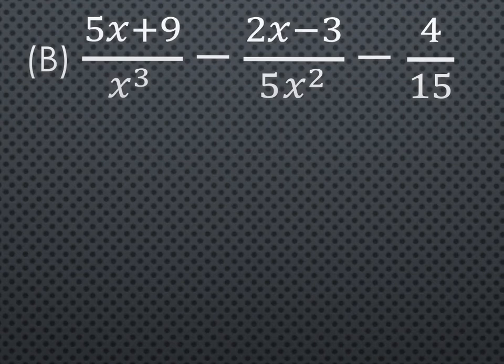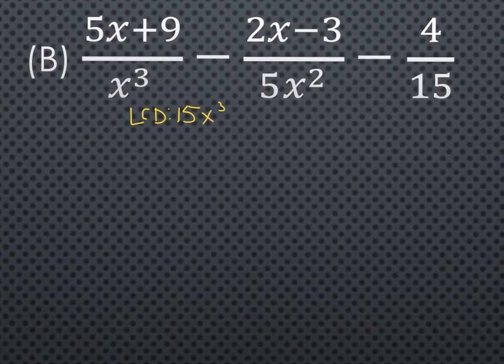Okay, so notice in B, we don't have to do any factoring. All we have to do is find the lowest common denominator. And the lowest common denominator between all three terms, notice 5 and 15, the common denominator would be 15, and x cubed and x squared would be x cubed. So 15x cubed is our common denominator.